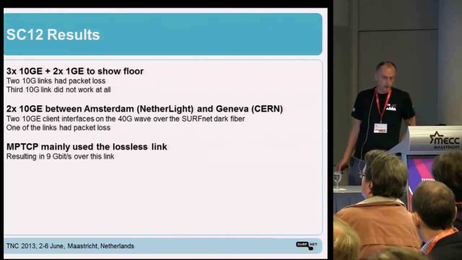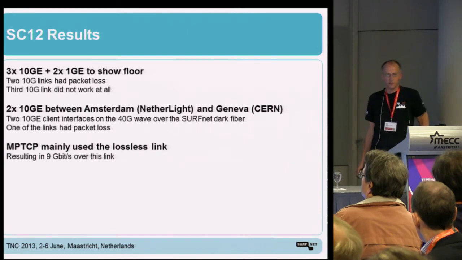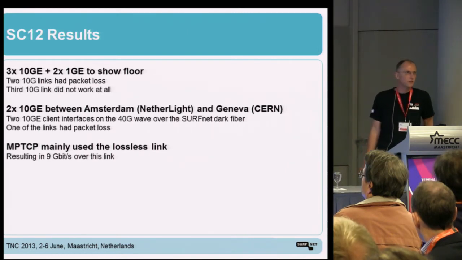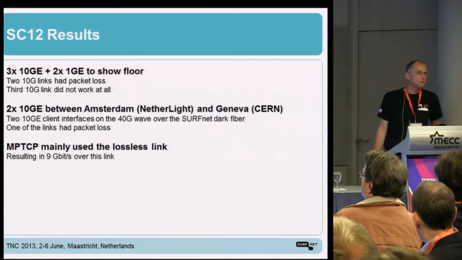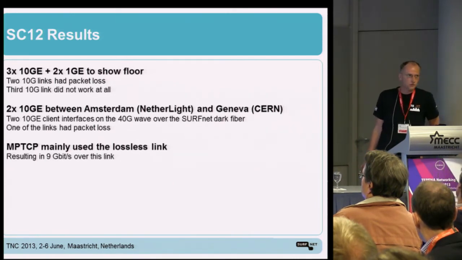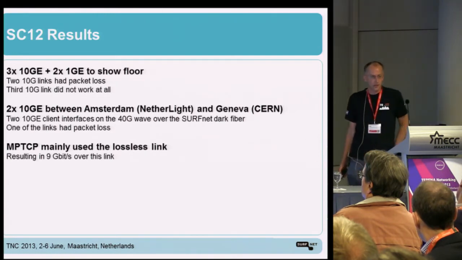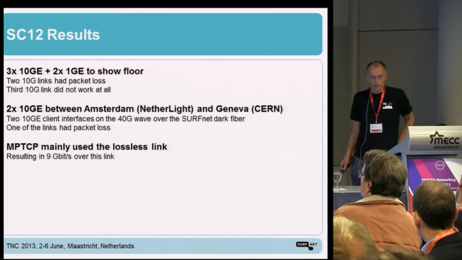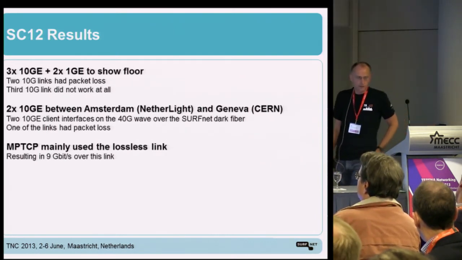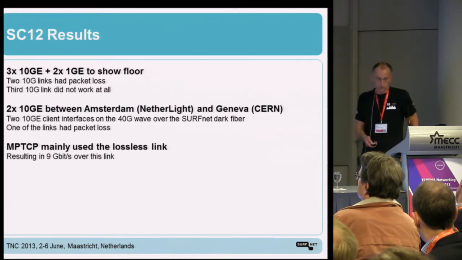And well, MPTCP did its work. It used a link which didn't have packet loss. And it didn't use the other link because packet loss is the same as congestion for the congestion control algorithms. So basically only one 10 gig link was used. And we got about 9 gigabits per second over that link. So that was an improvement.